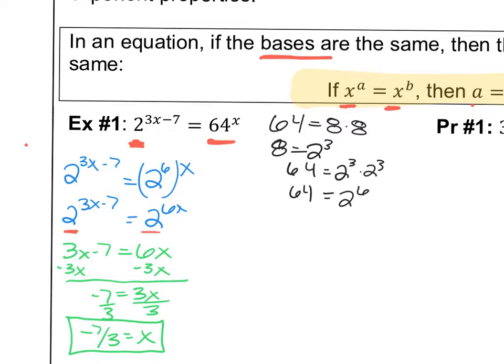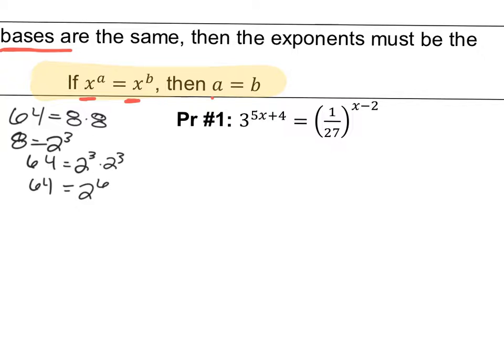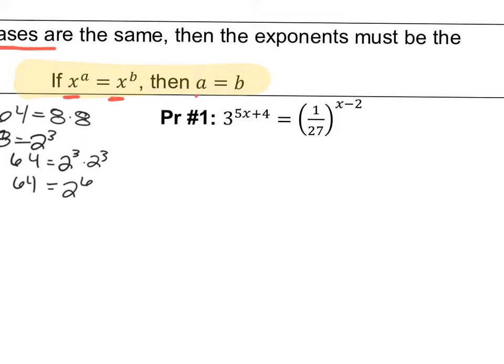Okay, so now I'm going to have you working on problem number 1 by yourself, but first I want to help you get started, because this can seem a little tricky, right? You might recognize that 27 equals 3 cubed, because 3 times 3 is 9, times 3 is 27. But we have this 1 over 27.